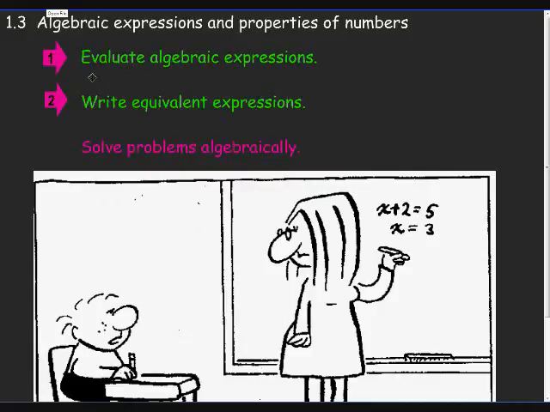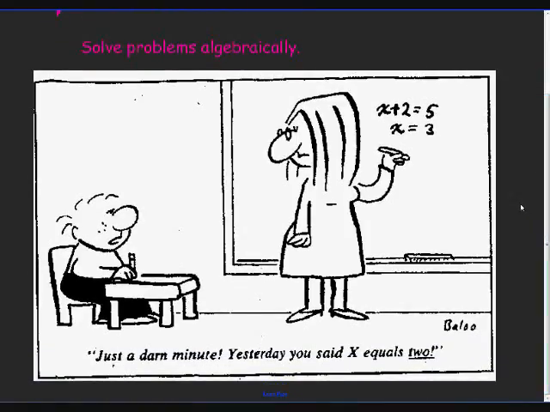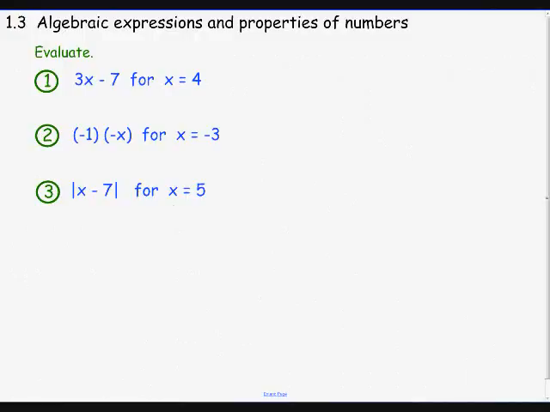We're now in section 3, algebraic expressions, writing equivalent expressions. We're going to talk a little bit about properties of numbers to help us do this. Evaluate this. So we've got 3, and instead of x, we're going to use 4 minus 7. So that's equal to 5.